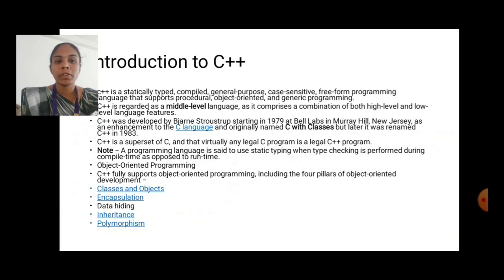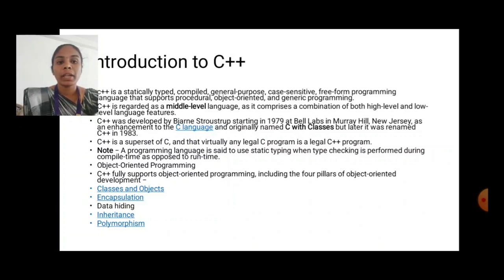C++ was developed by Bjarne Stroustrup starting in 1979 at Bell Labs in Murray Hill, New Jersey, as an enhancement to the C language, originally named C with Classes, but later it was renamed C++ in 1983. C++ is a superset of C, and virtually any legal C program is a legal C++ program.